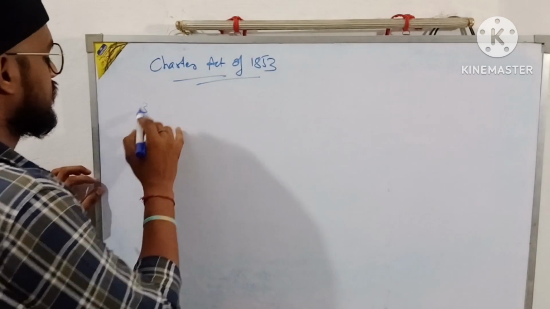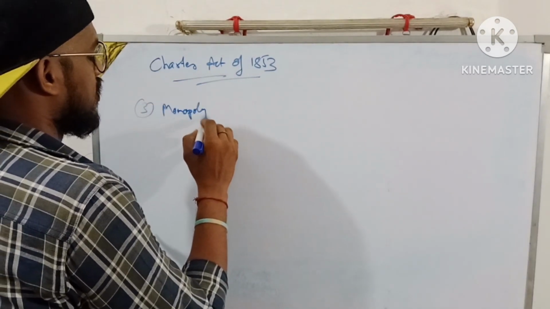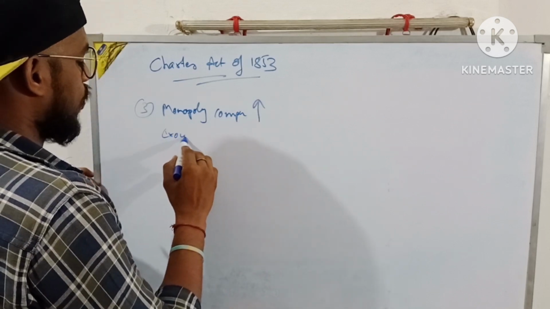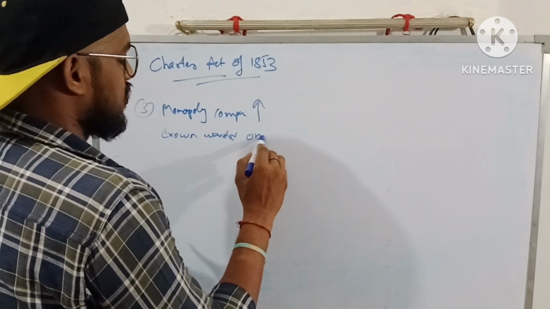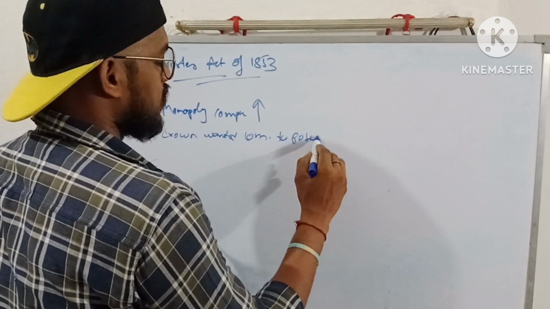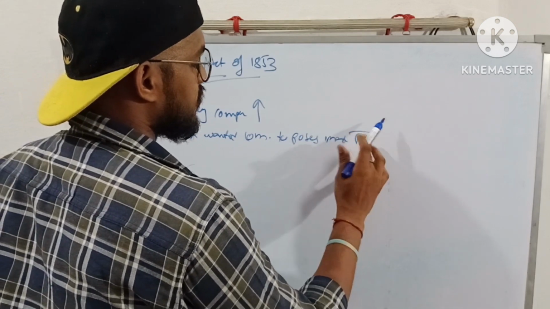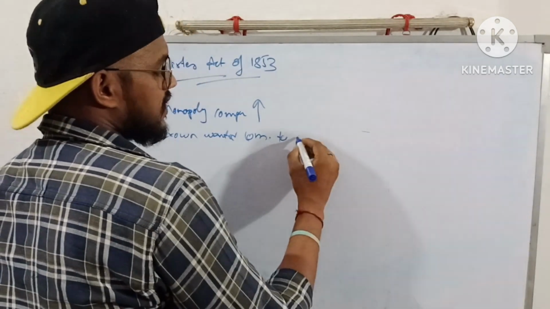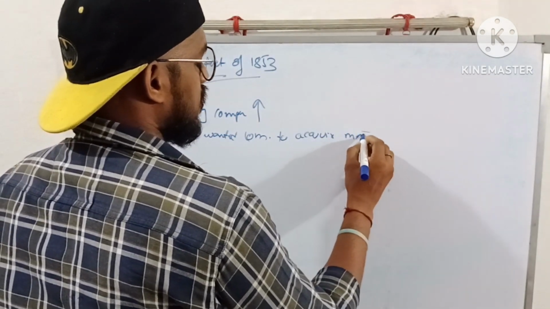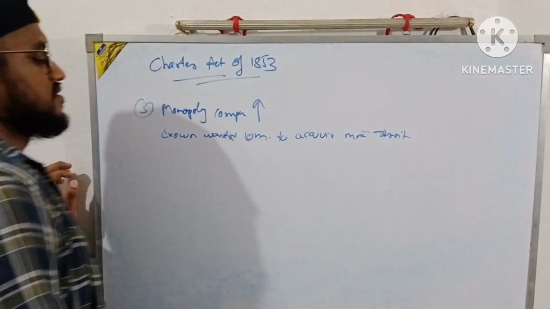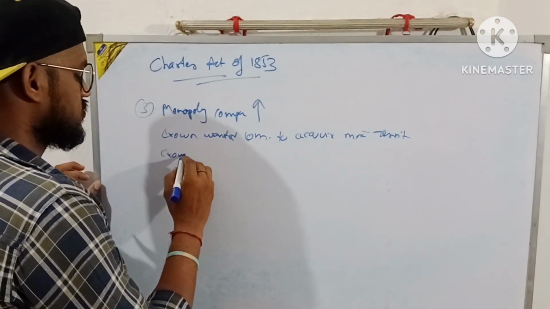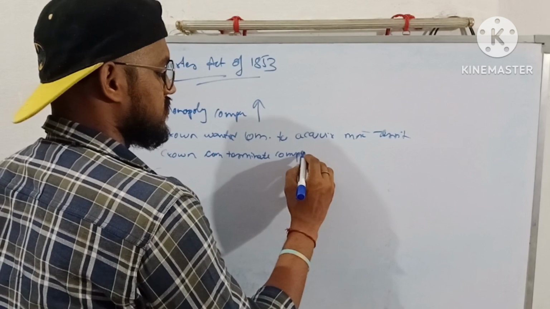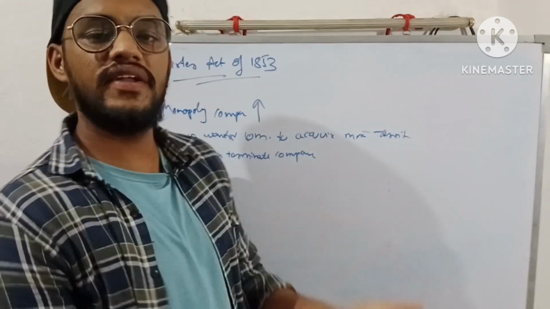So the third provision will be: monopoly of the company increased, and Crown wanted the company to acquire more territory in the Indian region, and Crown can terminate the company whenever it wanted to.